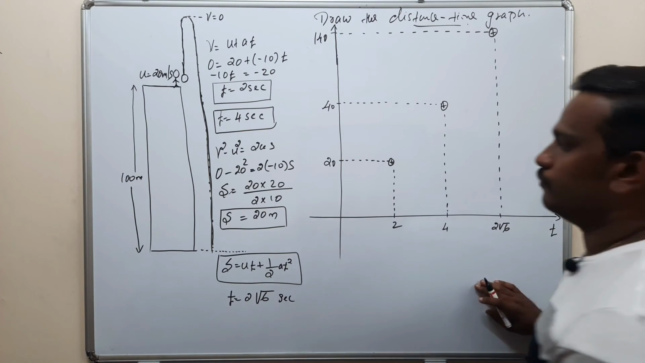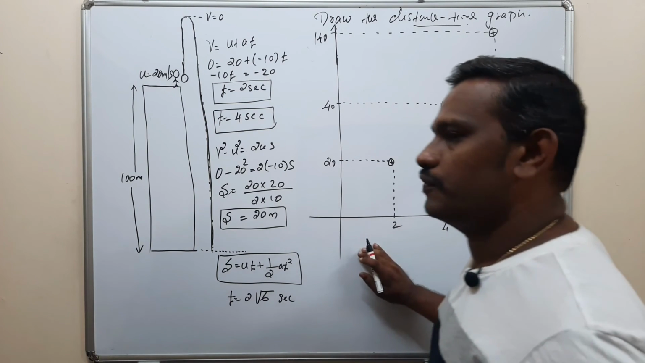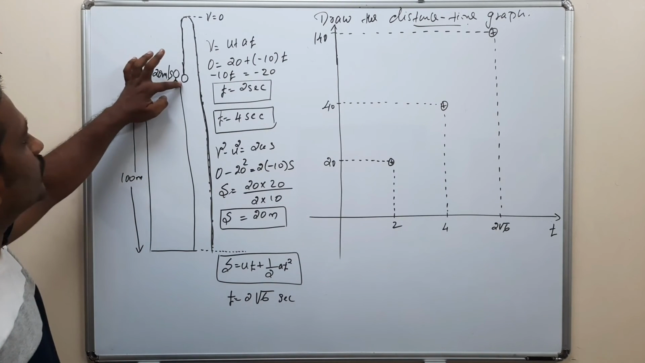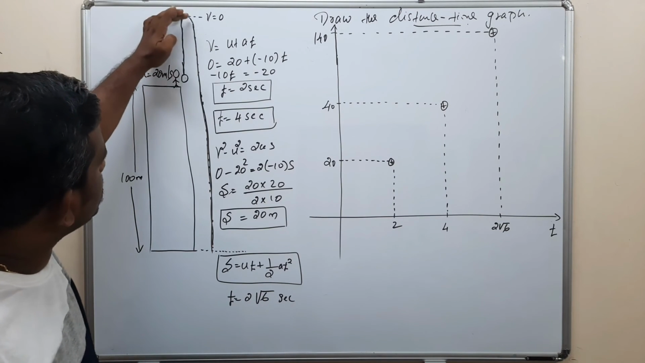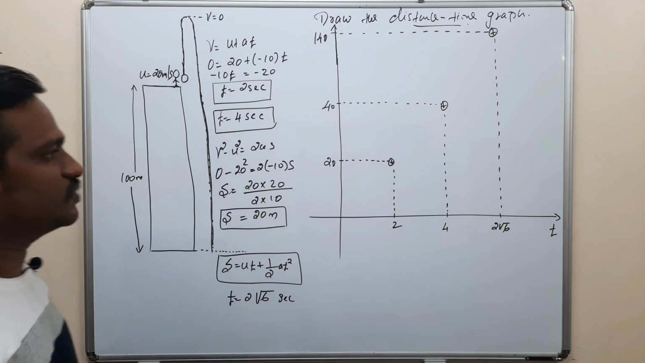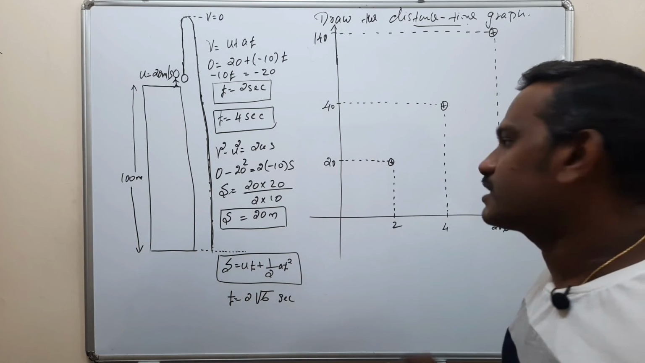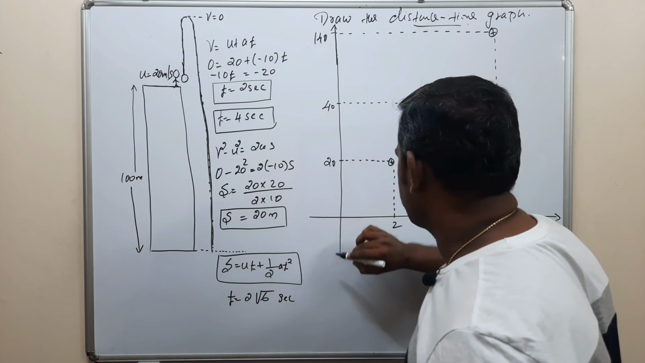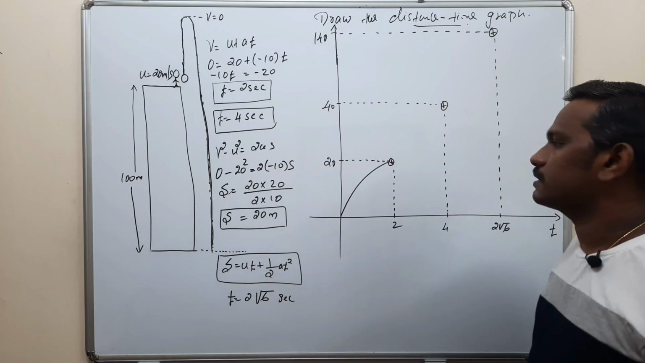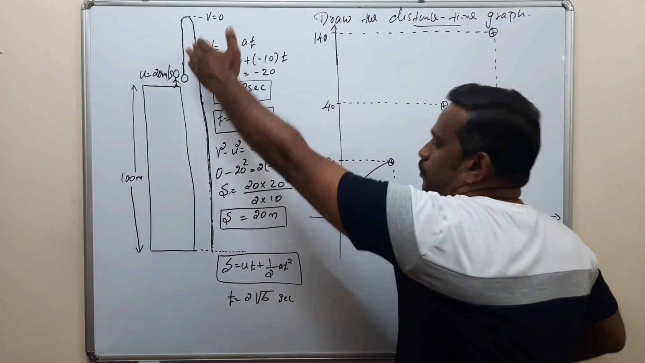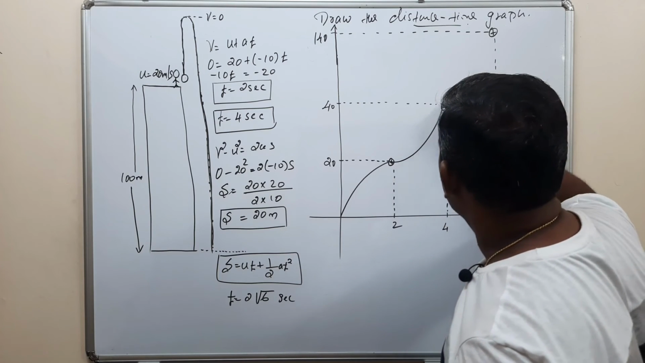Okay, so up to time 2 seconds, the speed decreases. When you consider the motion of the ball from this point to this point, that is the time 2 seconds, the speed decreases. From this point to this point, the speed increases. The slope of the distance time graph gives the speed, so according to that we have to draw the graph. Speed decreases, so the curve is like this. From this point to this point, the speed increases, so how will the curve be?